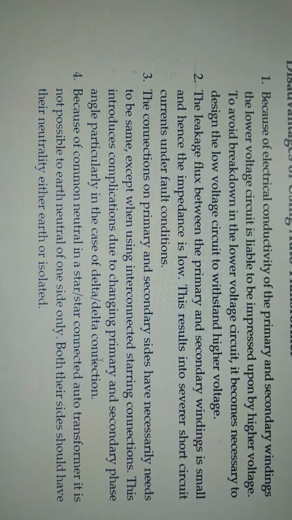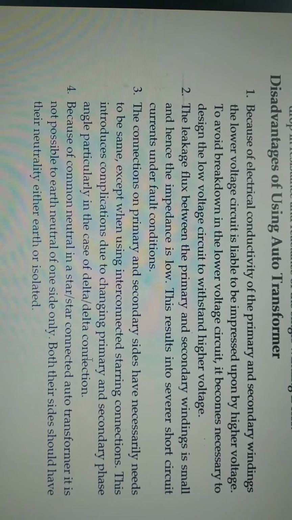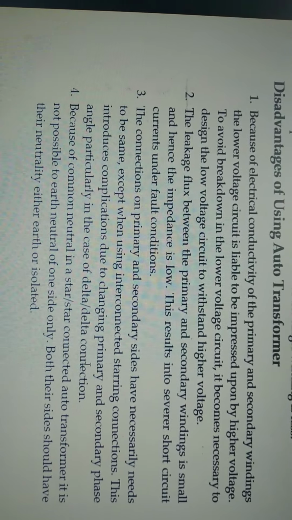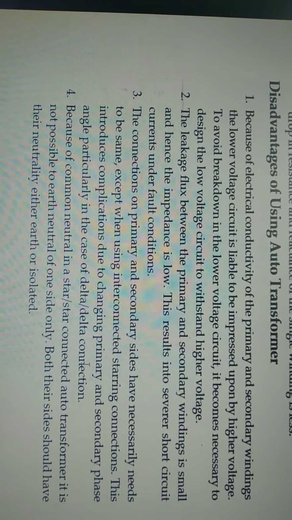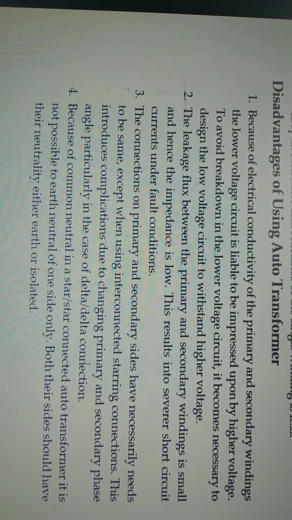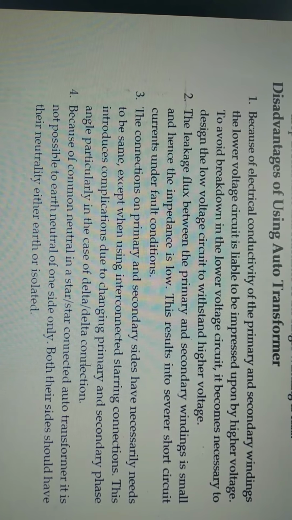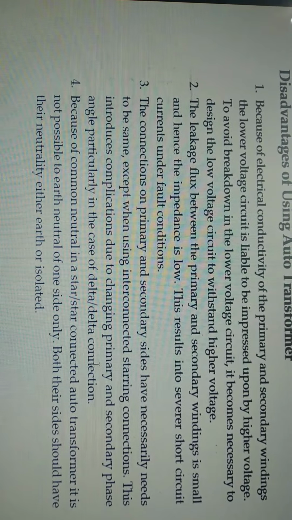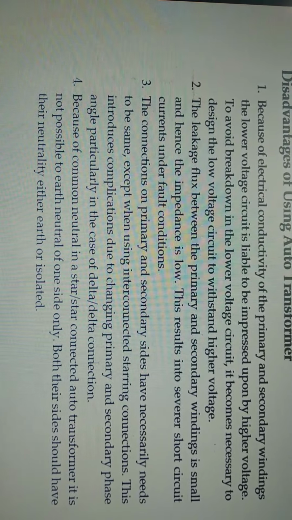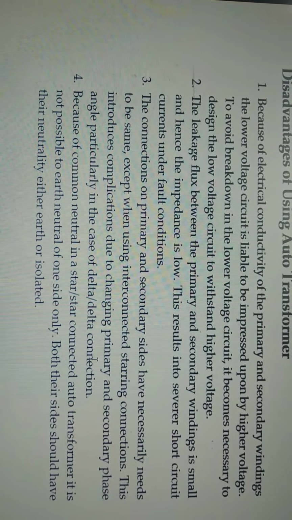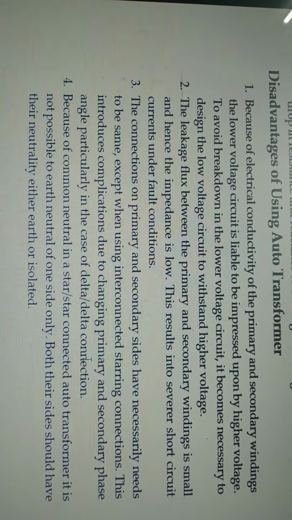The connections on the primary and secondary sides necessarily need to be the same, except when using interconnected star connections. This introduces complexity due to the change in primary and secondary phase angle, particularly in the case of delta to delta connection. Because of the common neutral in a star to star connected auto transformer, it is not possible to earth the neutral of one side only. Both sides should have their neutrals either earthed or isolated.